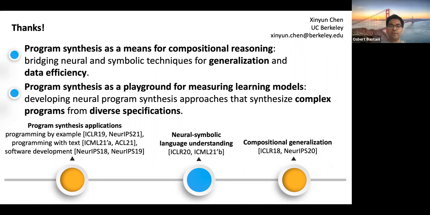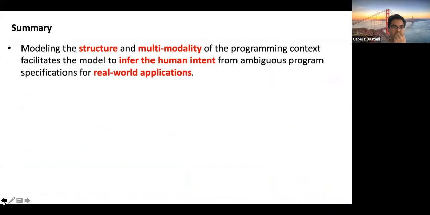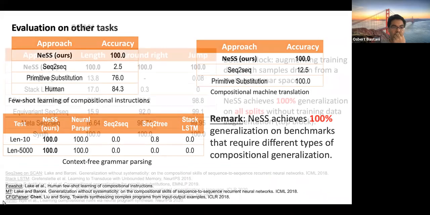I might have missed it, but in the last part, the neural symbolic stack machine, what is the strategy for training the model? You don't have supervised traces, right? So how do you generate the training data to train the model?